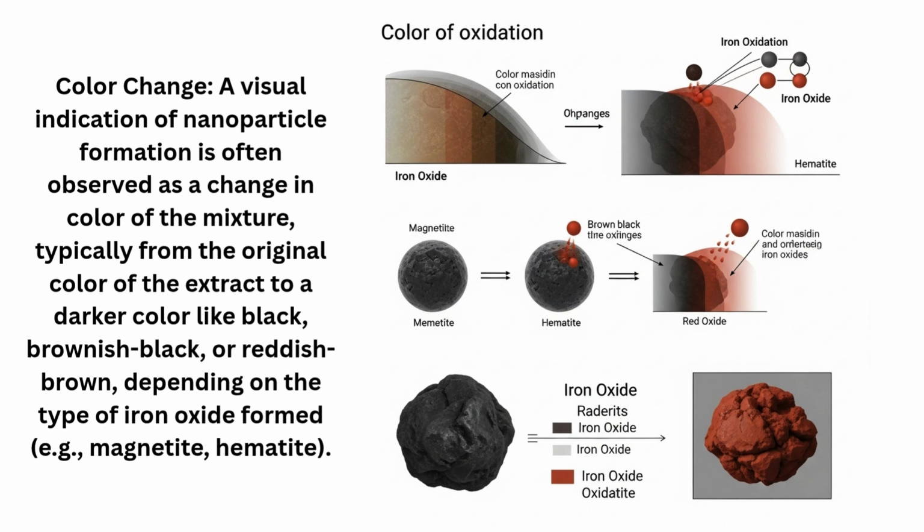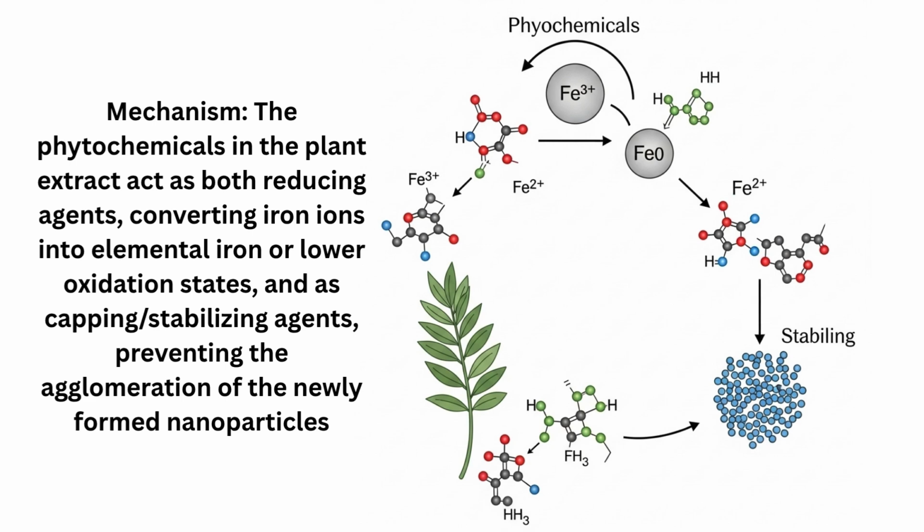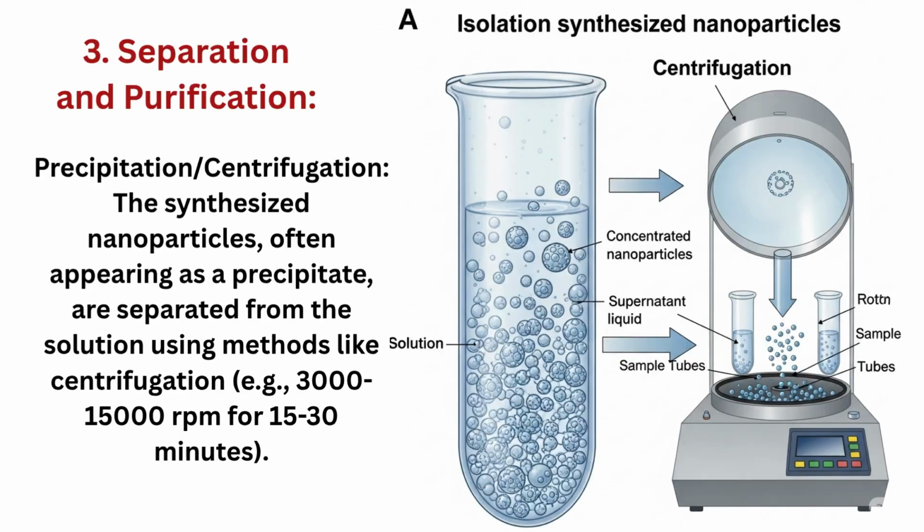Color change: a visual indication of nanoparticle formation is often observed as a change in color of the mixture, typically from the original color of the extract to a darker color like black, brownish black, or reddish brown, indicating the iron oxide formed, e.g., magnetite, hematite. Mechanism: the phytochemicals in the plant extract act both as reducing agents, converting Fe2+ or Fe3+ ions into elemental iron or lower oxidation states, and as capping, stabilizing agents, preventing the agglomeration of the newly formed nanoparticles.